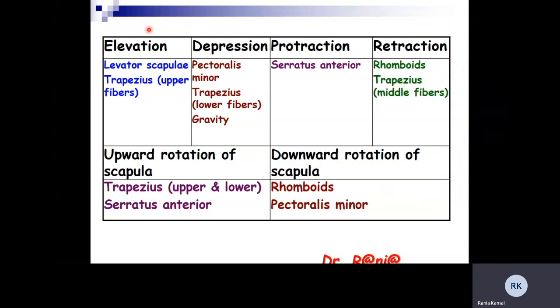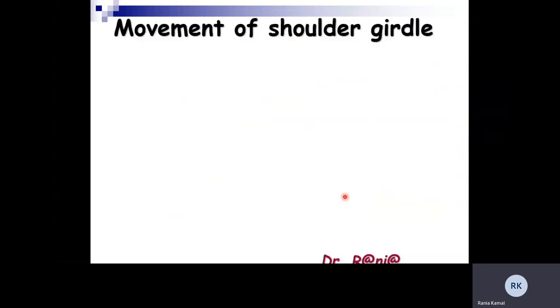Elevation of the shoulder occurs by levator scapulae and upper fibers of trapezius. However, depression occurs by pectoralis minor, lower fibers of trapezius, and gravity. Protraction occurs by serratus anterior. However, retraction occurs by the middle fibers of trapezius and rhomboids. Upward rotation of the scapula occurs by trapezius and serratus anterior. Downward rotation of the scapula occurs by rhomboids and pectoralis minor muscle. These are the movements of the shoulder girdle.